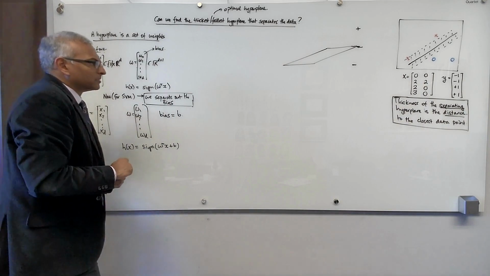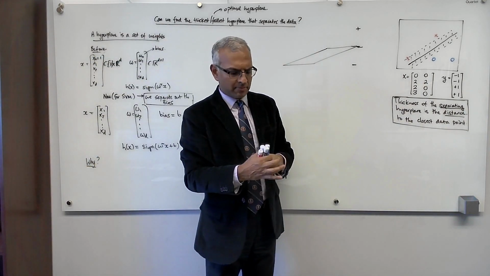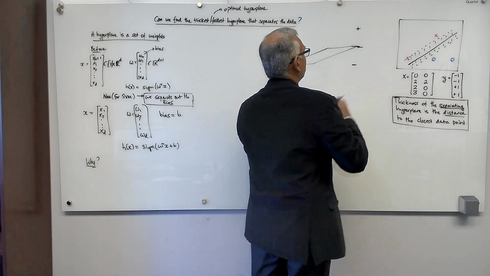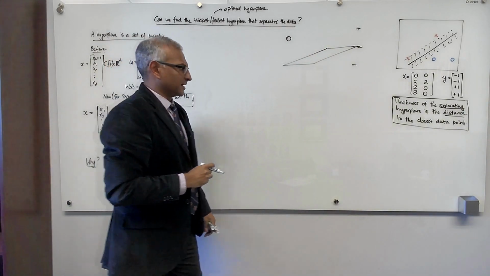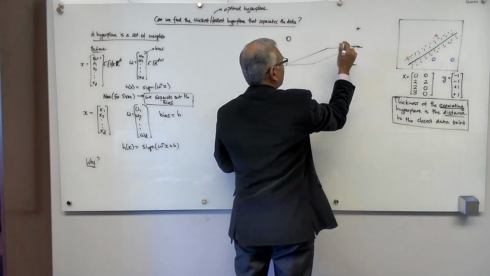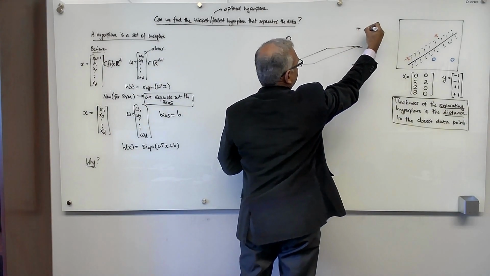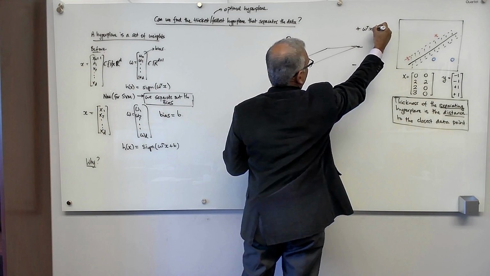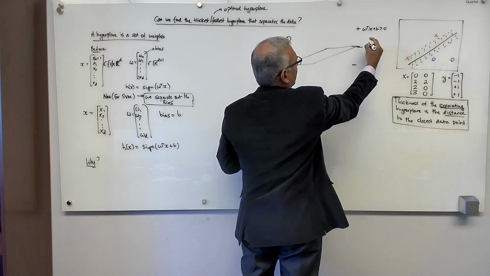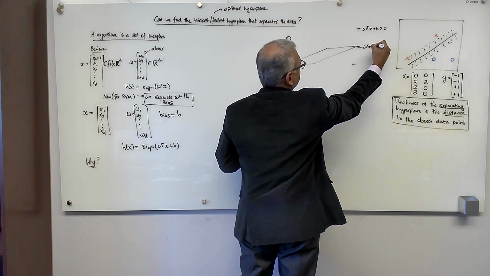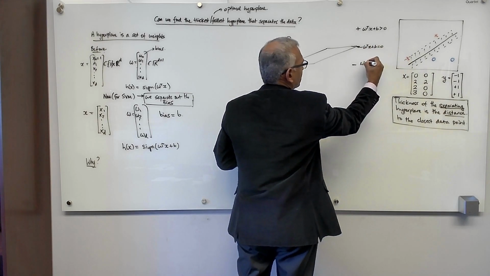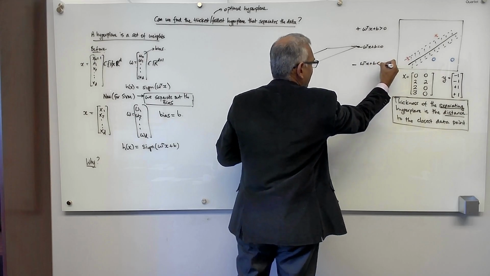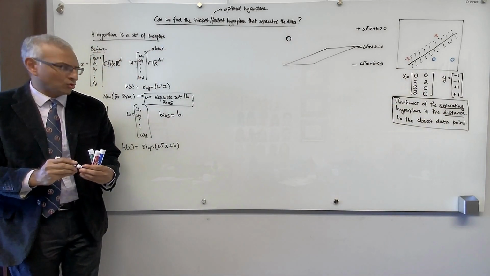So now we can come back and say on one side of the hyperplane, the positive side, for a generic data point x, it's going to be the case that w transpose x plus b is positive. On the hyperplane, w transpose x plus b is equal to 0. And on the other side of the hyperplane, w transpose x plus b is less than 0. Nothing new so far.